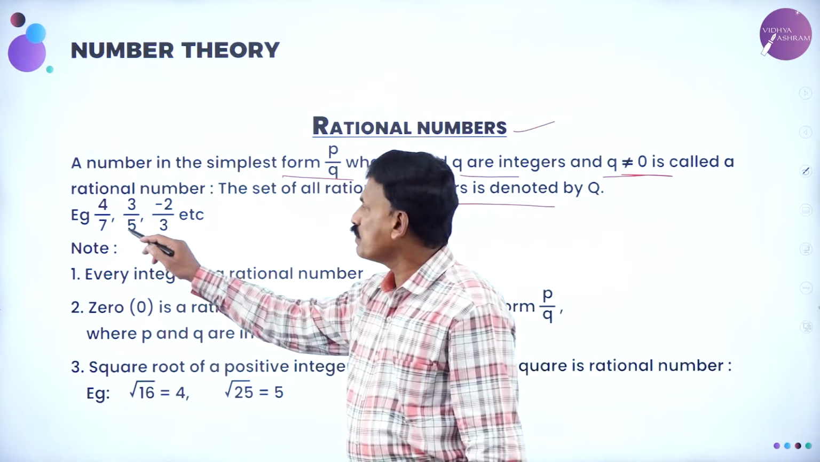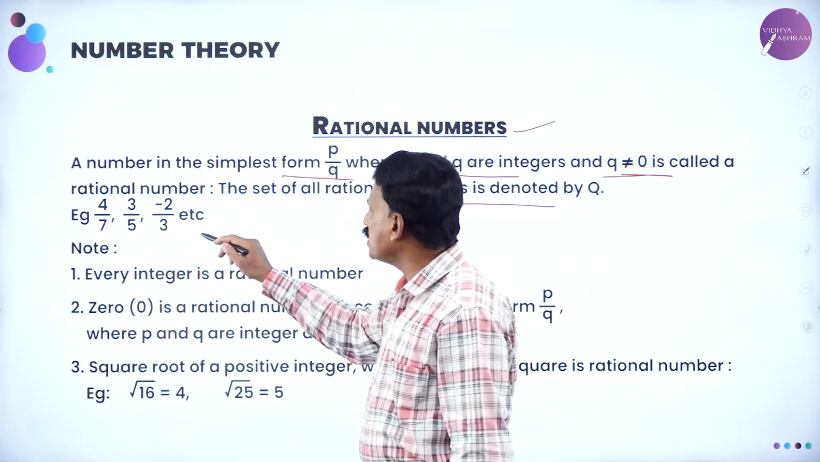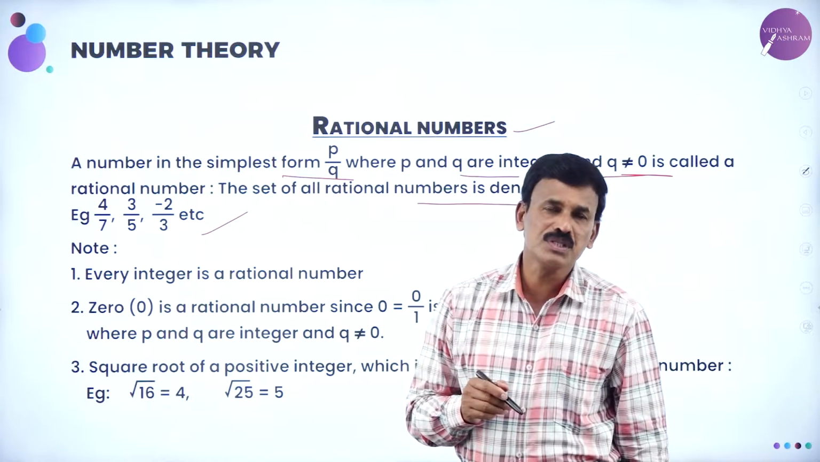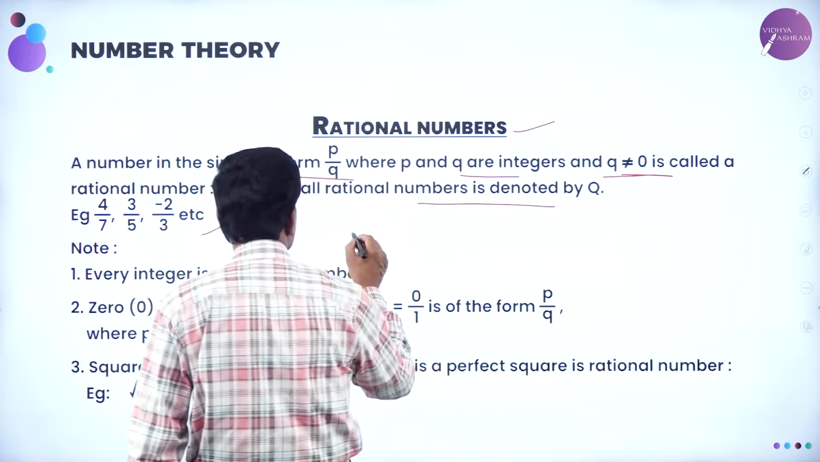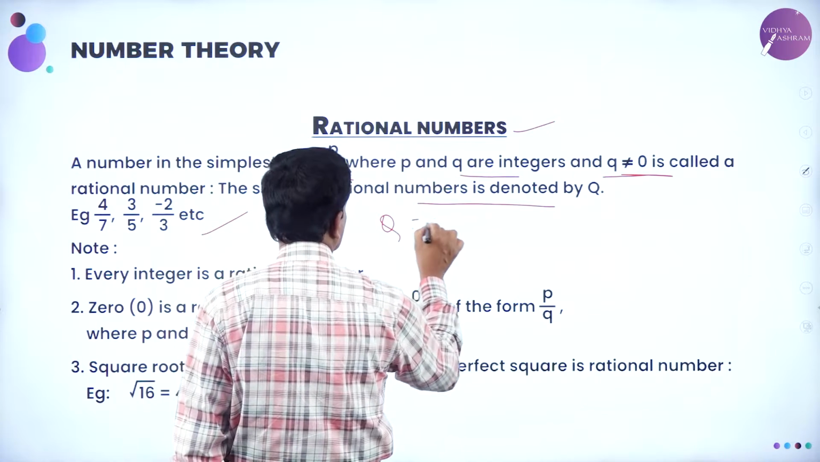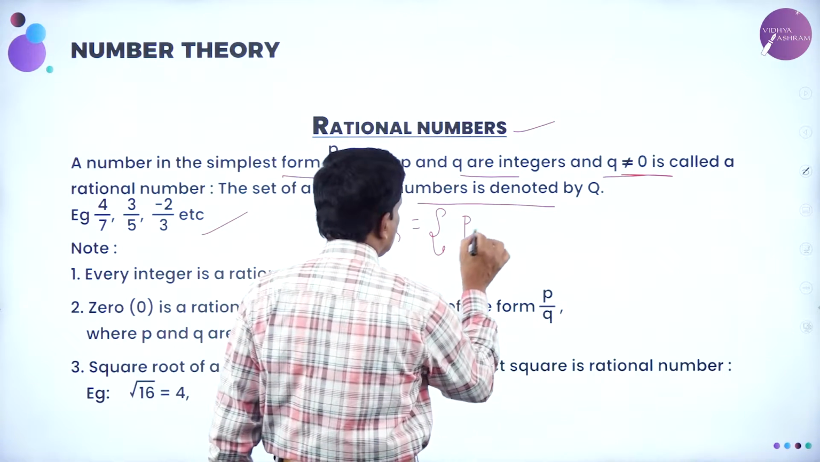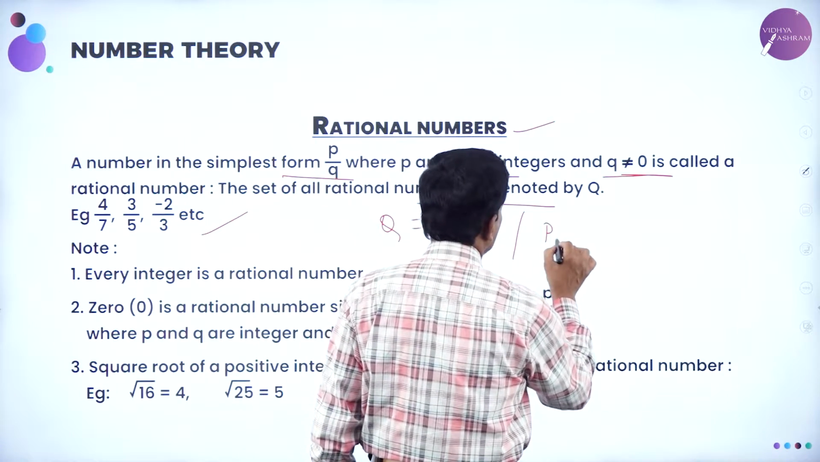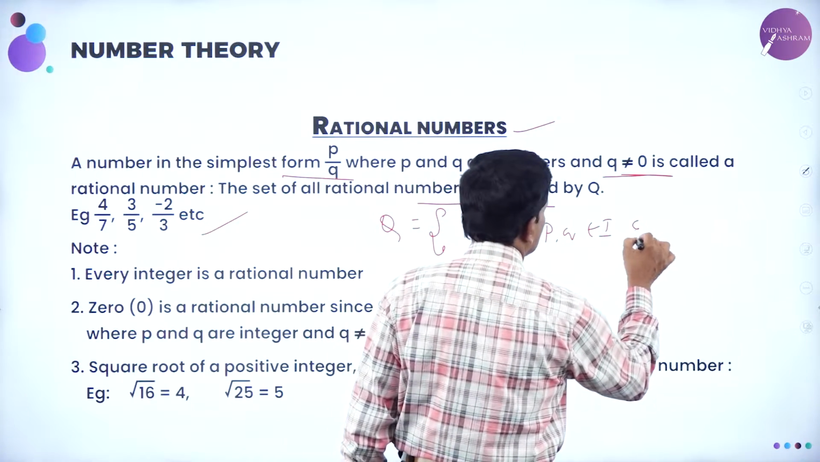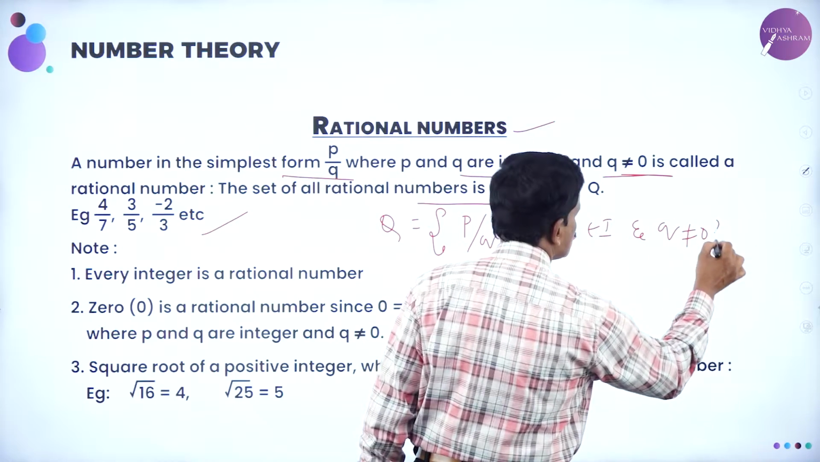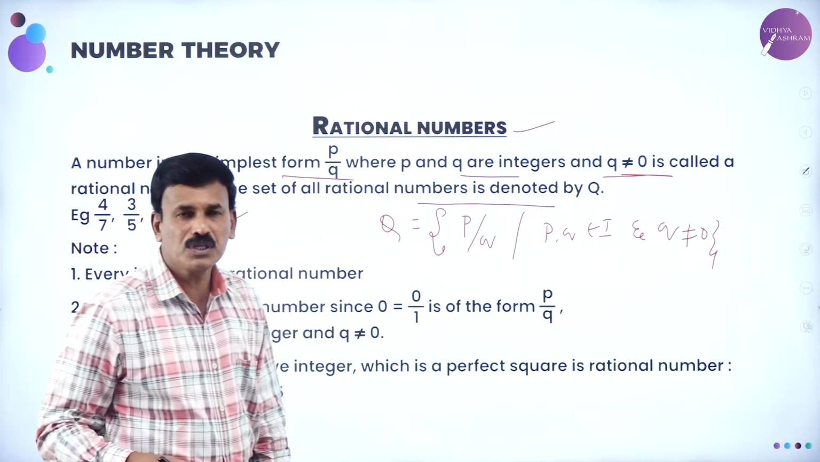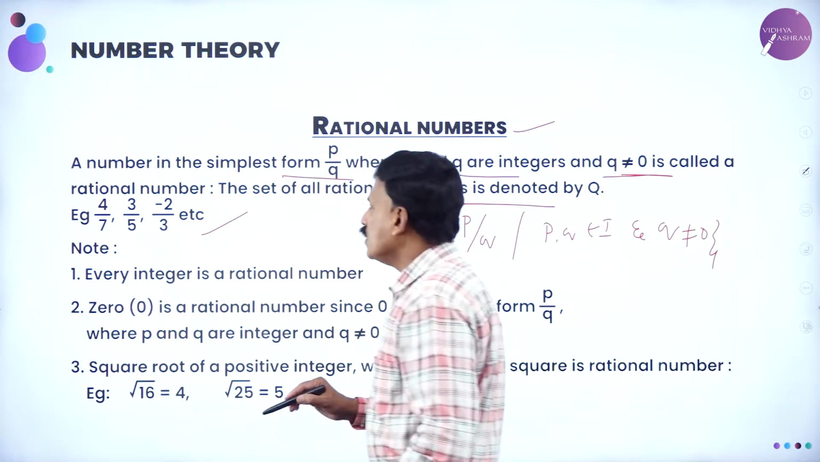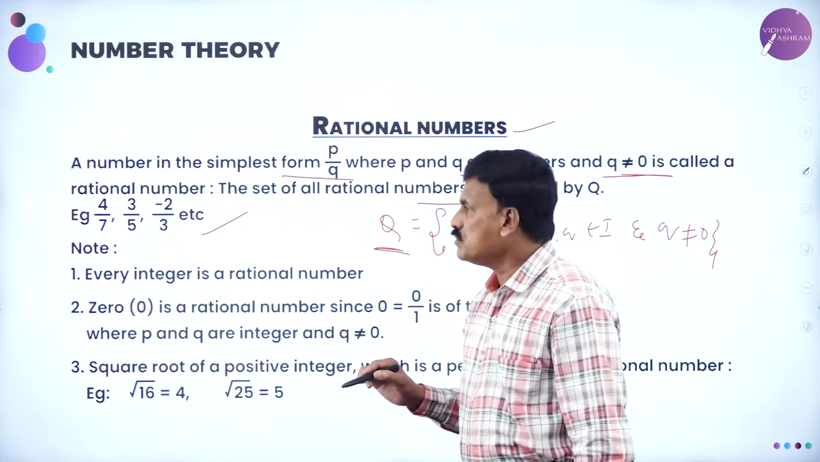For example, 4 by 7, 3 by 5, minus 2 by 3. These are all examples for rational numbers. Any numbers of the form p by q is called a rational number. So that is, the set of rational numbers is denoted as Q is equal to p divided by q such that p and q belongs to any integer and q is not equal to 0. A number of the form p by q is called a rational number and denoted as Q. Now, where the value of q is not equal to 0.